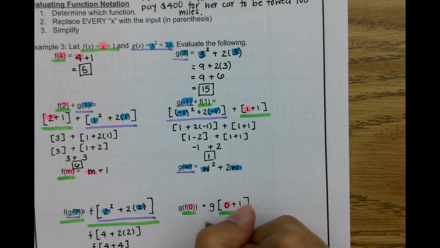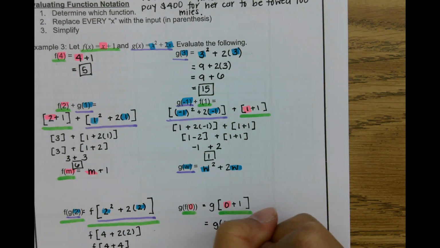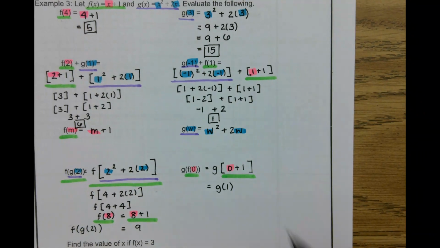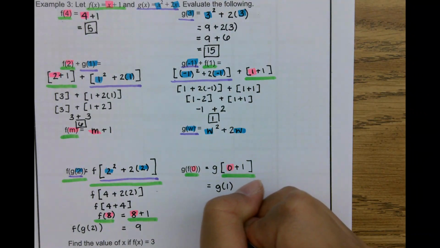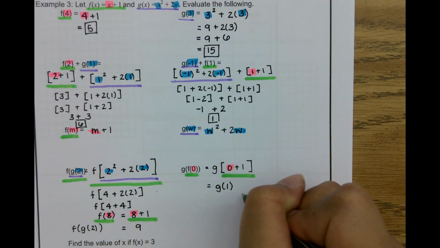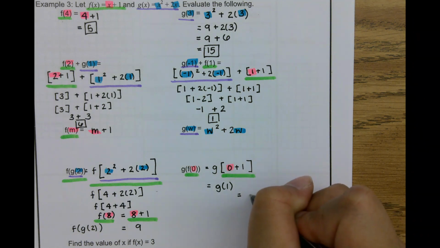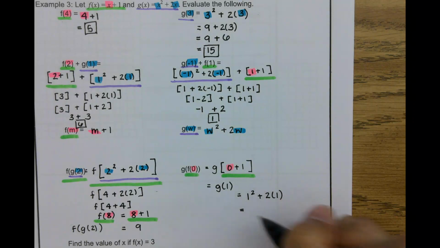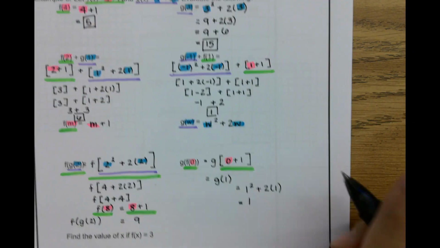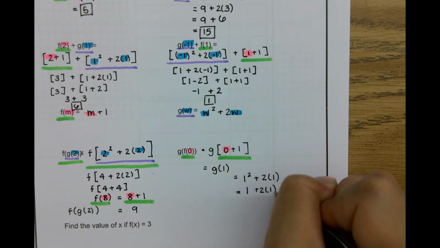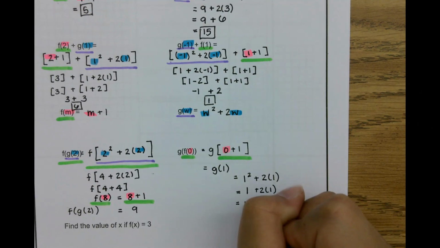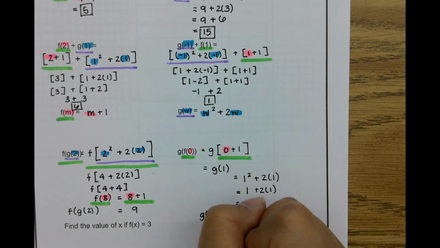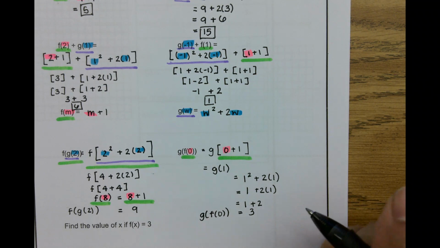Then I solve. 0 plus 1 is 1. So now I just need to find g of 1. Okay. And then I plug it in. So I have 1 squared plus 2 times 1. 1 squared is 1. Okay. 2 times 1 is 2. So g of f of 0 is actually 3.